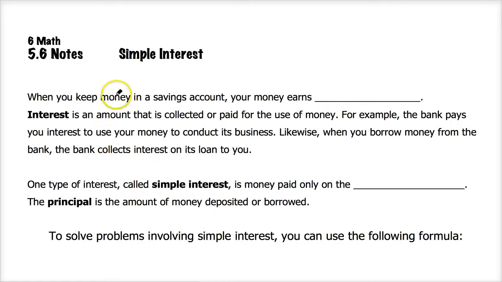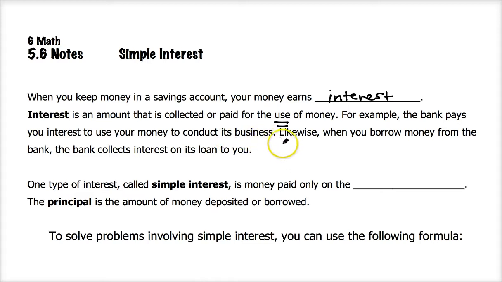When you keep money in a savings account, your money typically earns what is called interest. And interest is simply the amount that is collected or paid for the use of money. So for example, if you're putting your money in a savings account at a bank, the bank will typically pay you money in return in order to use your money to conduct its business.